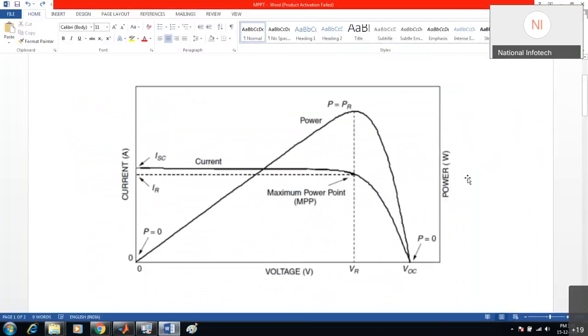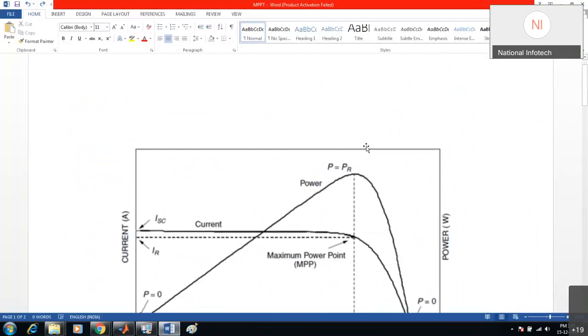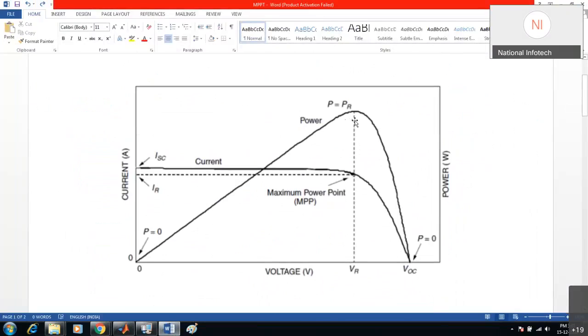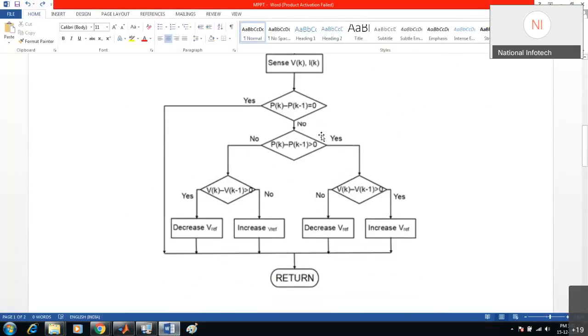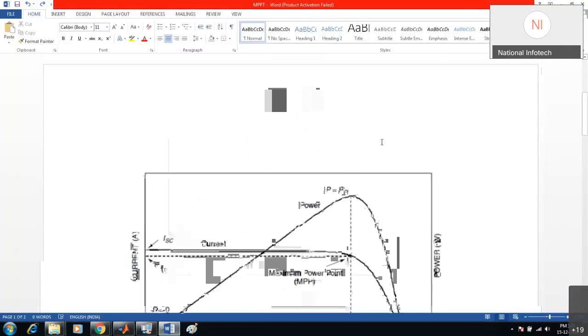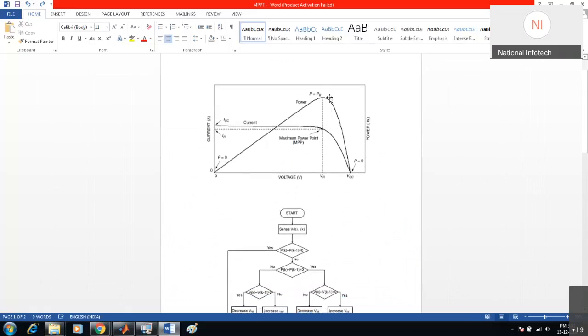So moving on, our topic was to track this maximum power point. How can we achieve that? There are a few methods: perturb and observe, incremental conductance, and many more algorithms. We will be seeing the perturb and observe method, also called the hill climbing technique.